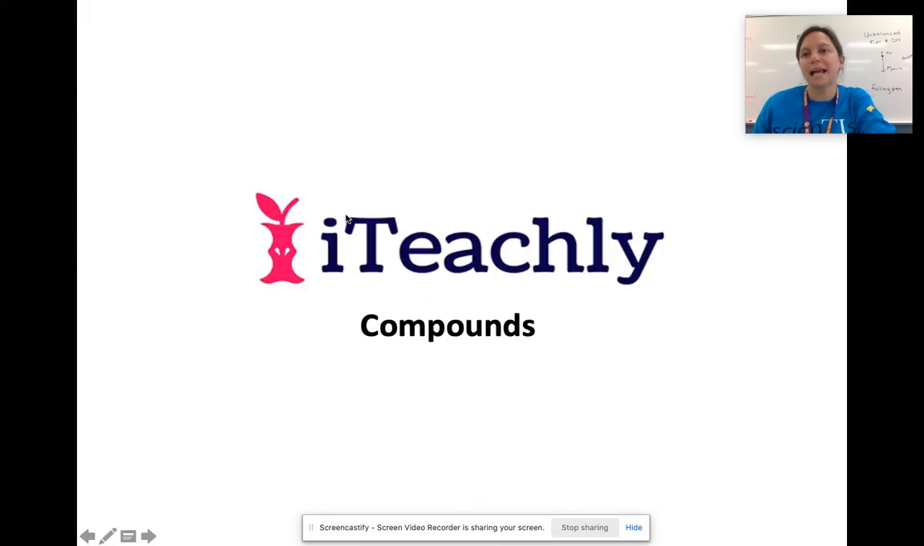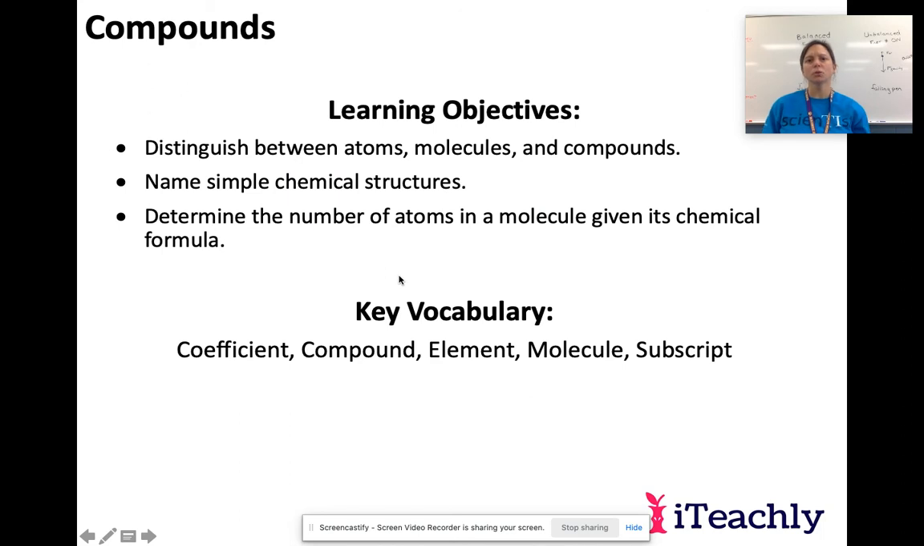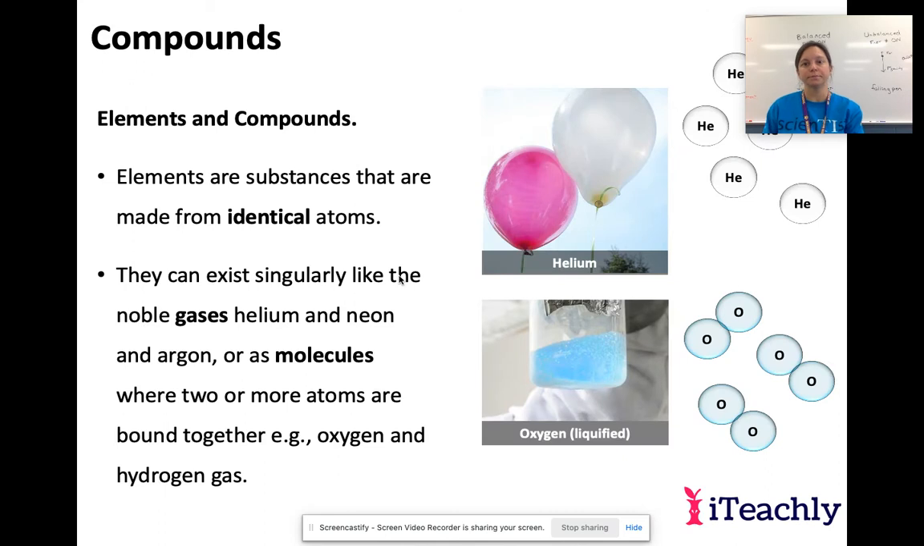Today we're going to be looking at compounds. So at the end of this, we'll be able to determine the difference between atom, molecule, and compounds. We'll be able to look at chemical structures of these atoms, molecules, and compounds, and actually look at chemical formulas. Notice there are some vocabulary words here for this unit.